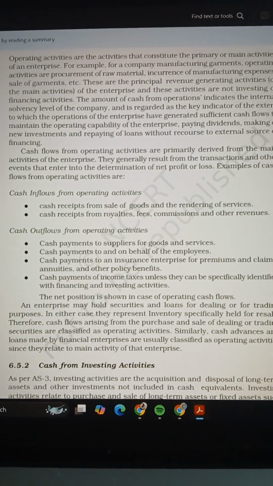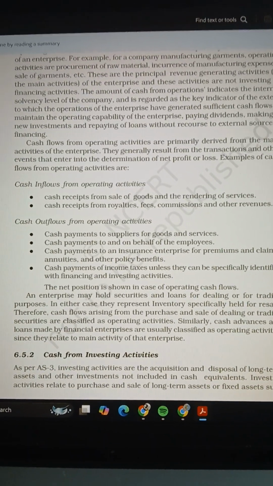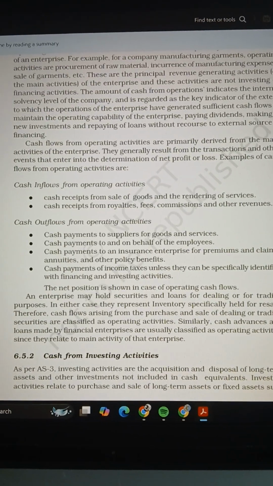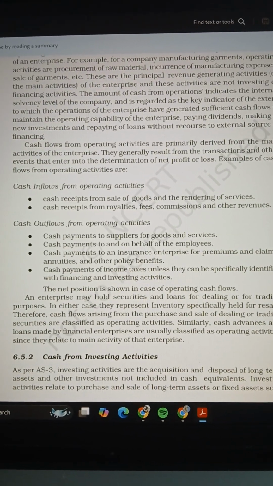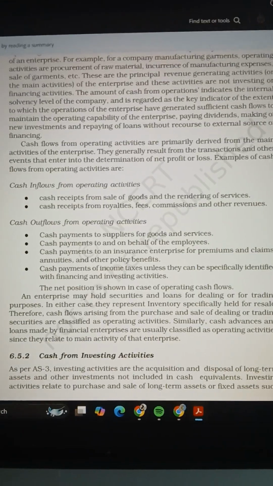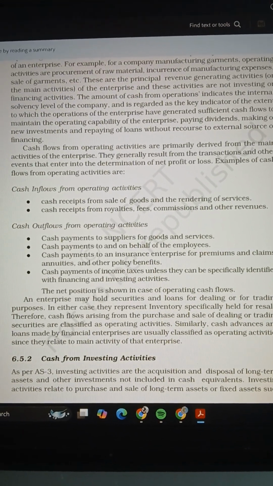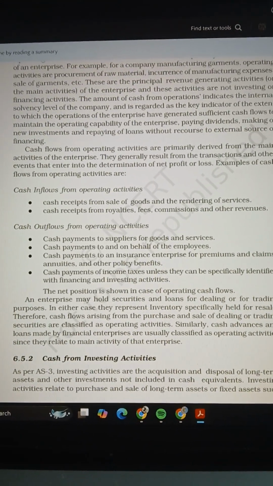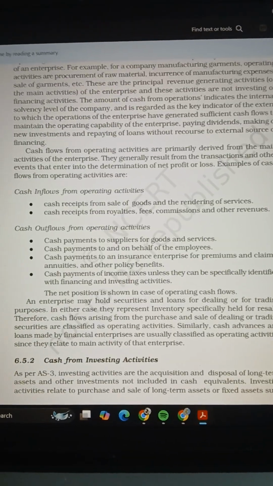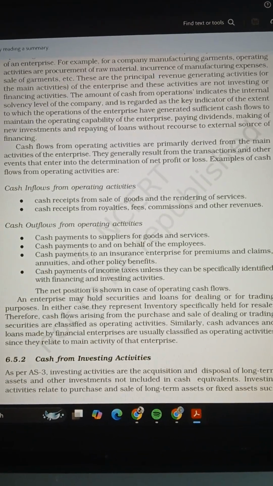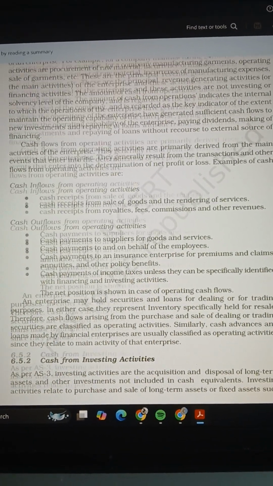Then cash outflows from operating activities. We have to study all these: what are the items coming under the cash inflows from operating activities, and then the items coming under the cash outflows from operating activities.